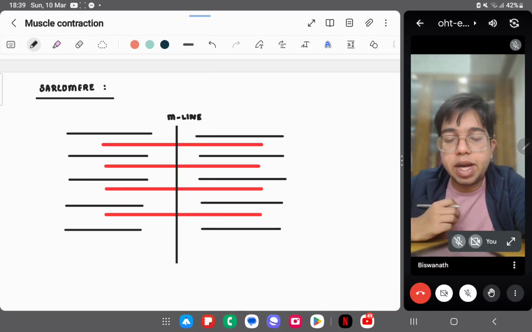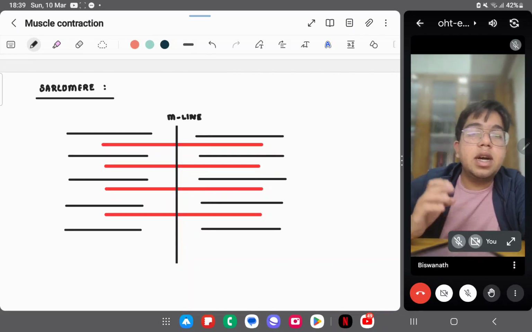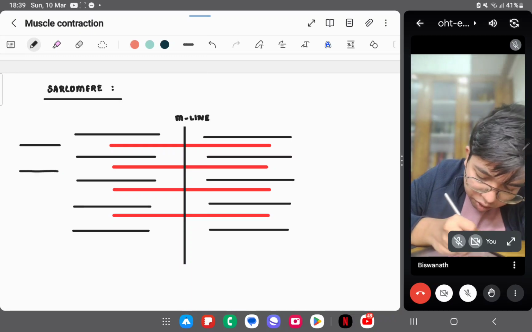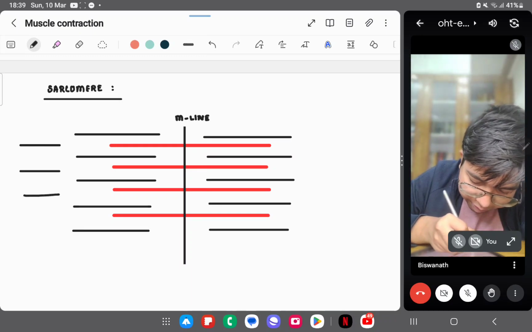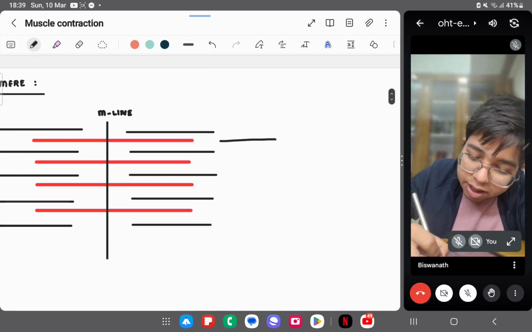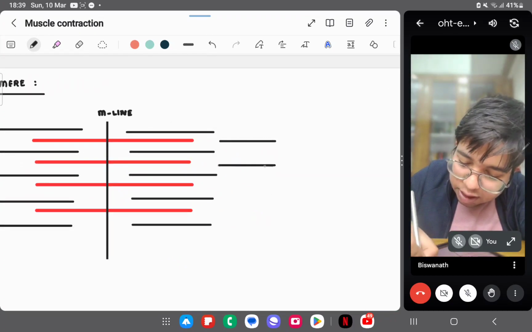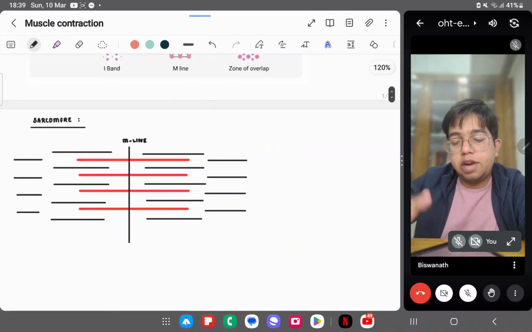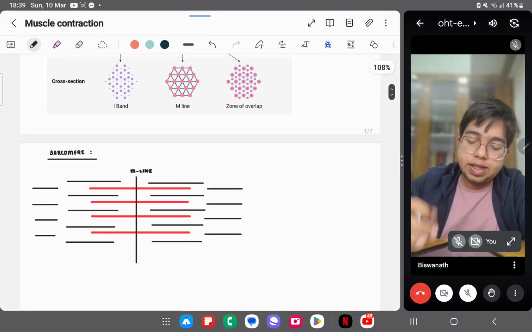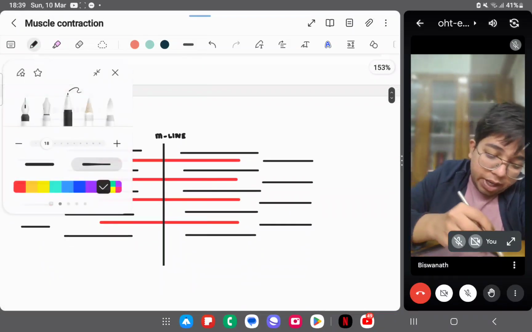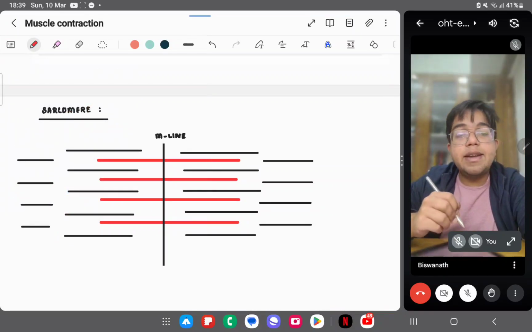This is your M line. Okay, and again we have, just look at this. These are the I bands of the neighboring sarcomere. We'll see how they are connected. These are the I bands of the next sarcomere that will form this. Okay, so there is a pattern that is going on, and there will be a Z line.